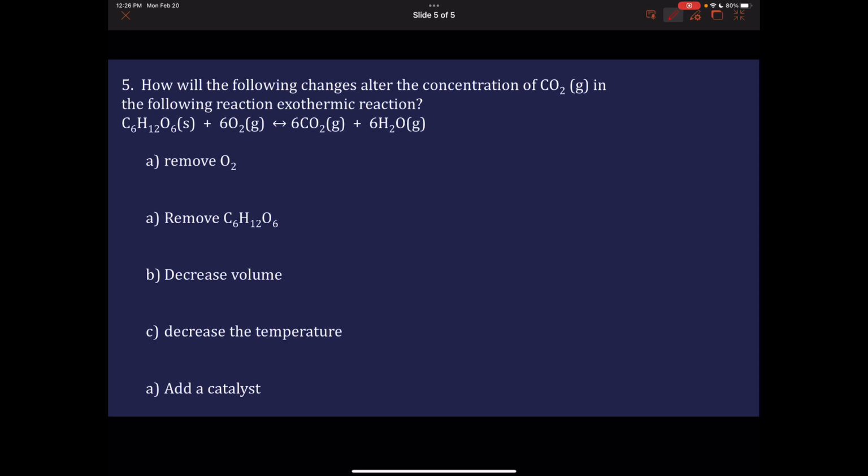So if we were to remove oxygen, we're removing a reactant. We shift to replace what we remove. So we've got to shift towards the oxygen. So it shifts in the reverse. If we're shifting in the reverse, we're making more reactant. We are using product. So the carbon dioxide goes down. If we were to remove some glucose, that glucose is a solid here, so we're going to have no change.